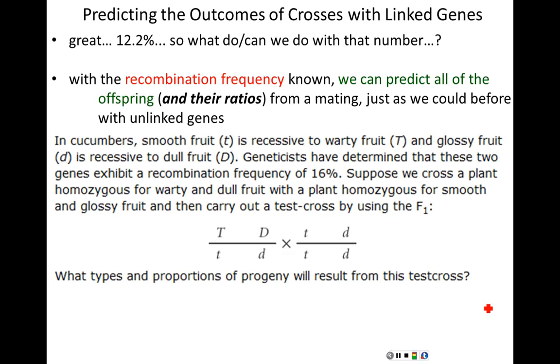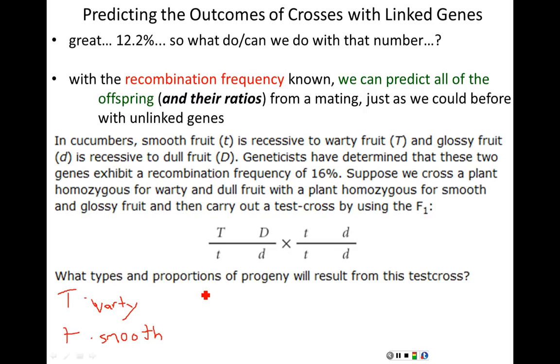Here we go. In cucumbers, smooth fruit is recessive to warty fruit. So you remember how I broke this down on Show Me. Big T is warty. I should do this on Show Me, but I'm going to solve it for you in a second. But you know how to break this down. And little t is smooth. So same tack as before. Let's just write down the information as it's important. And our second gene is glossy fruit is recessive to dull fruit. Fine. Geneticists have determined that these two genes exhibit a recombination frequency of 16%.